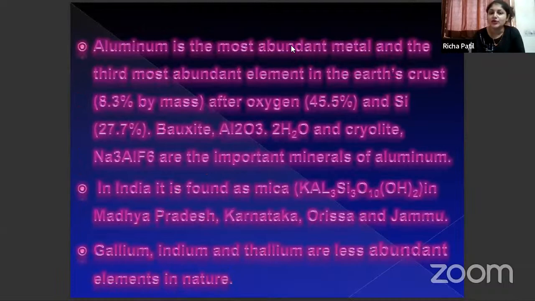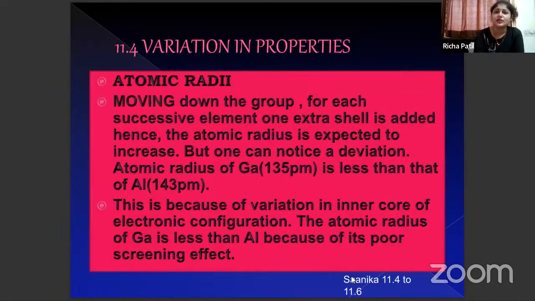Aluminium is the most abundant metal and the third most abundant element in the Earth's crust. Bauxite and cryolite are the important minerals of aluminium. Remember this: bauxite, Al2O3.2H2O, and cryolite, Na3AlF6. These are the important minerals of aluminium. In India, it is found as mica. Remember the composition. Gallium, indium, and thallium are less abundant in nature. So these are the occurrences of different elements.